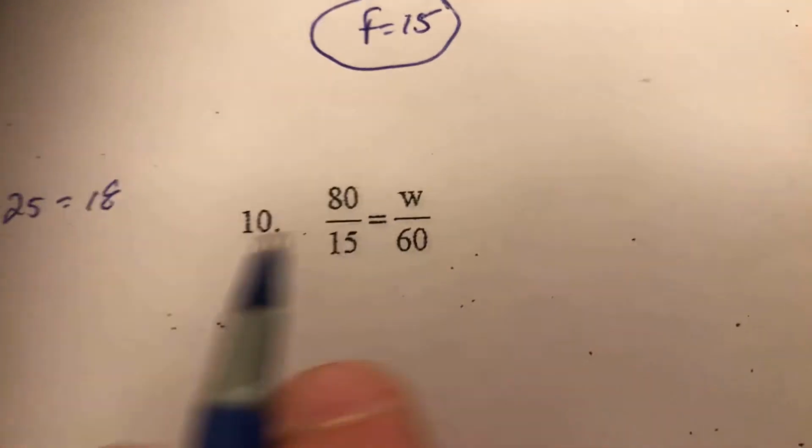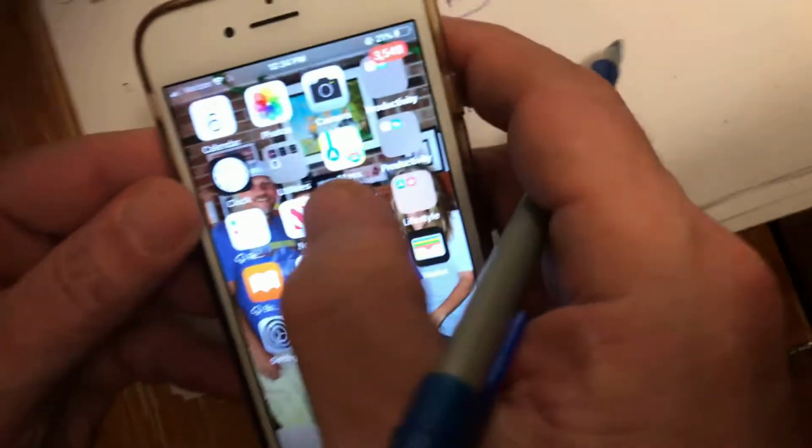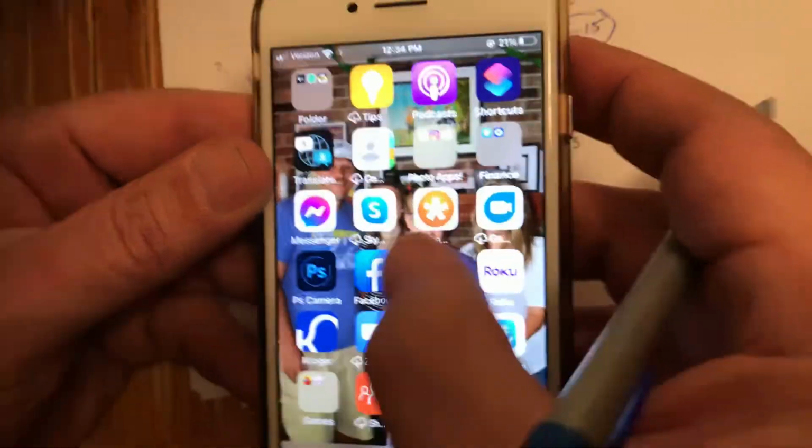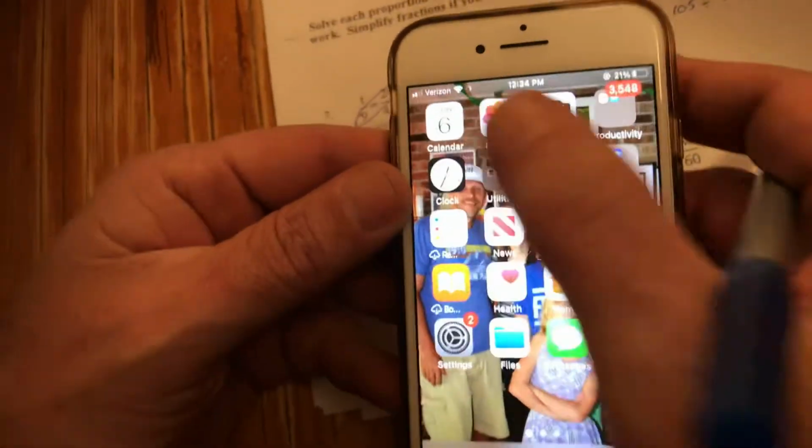Okay, last one. 80 over 15. This one I'm going to have to get my calculator out. So I'll show you how we can kind of do it on a calculator. All right, because this one I'm not going to know. Where is the calculator? See, I'm not even using a calculator at home. I'm using a phone. Here we go.